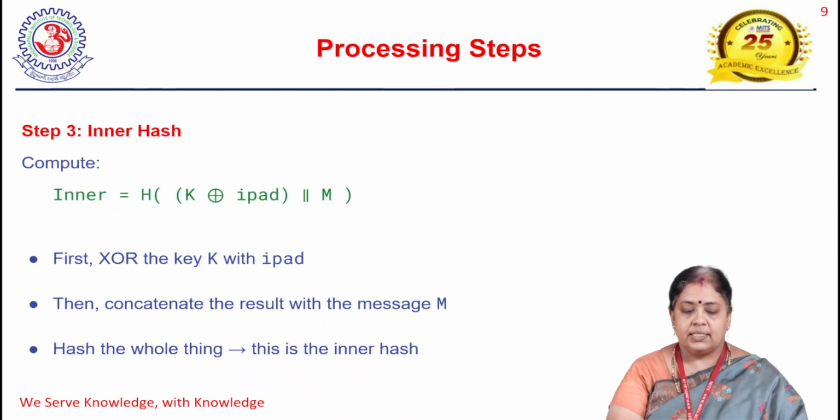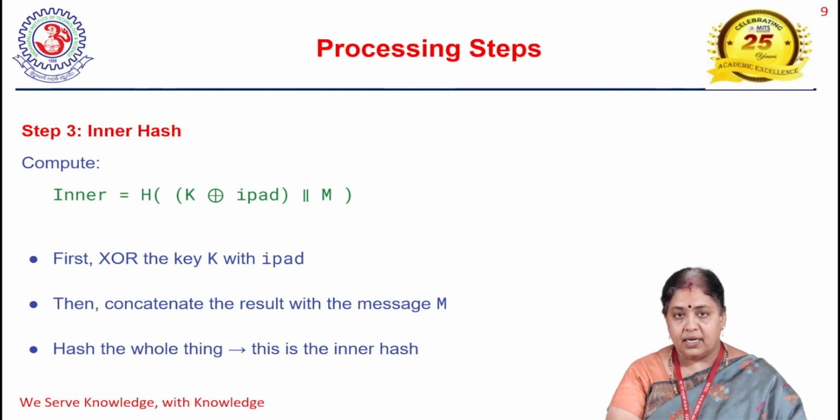Okay. And next we have to perform the inner hash. First we perform the inner hash. After making the key constant, first we have to pad the key. Then we have to prepare the IPAD. Then this IPAD is XORed with the key. So we get one result. That result is concatenated with the message, and this whole thing has to be given to the hash function so that it generates one code.